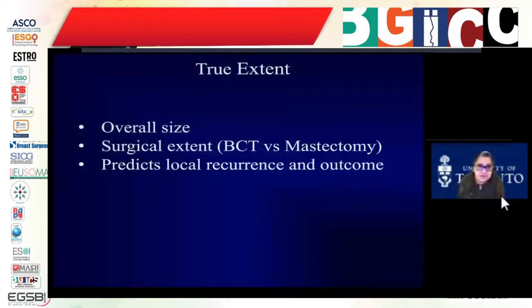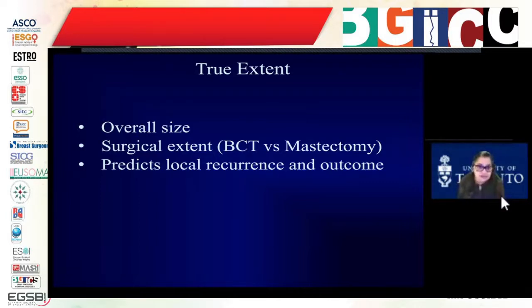So basically MRI helps us to look for the overall extent, overall size, and helps us to decide whether this patient should go for breast conservation or a mastectomy. It tells us about the involvement of the surrounding structures, as I showed you in the previous case. And what is the importance of true extent? True extent of disease basically predicts local outcome, local recurrence, and what is going to happen to the surgical bed. So obviously, in a case of a locally advanced breast cancer, the local recurrence rates are quite high. And so MRI predicts this also for us.